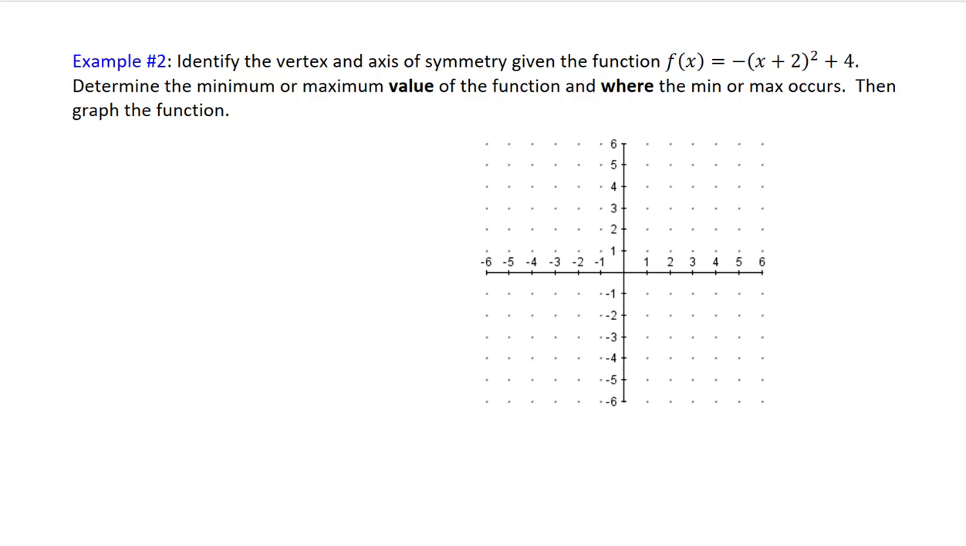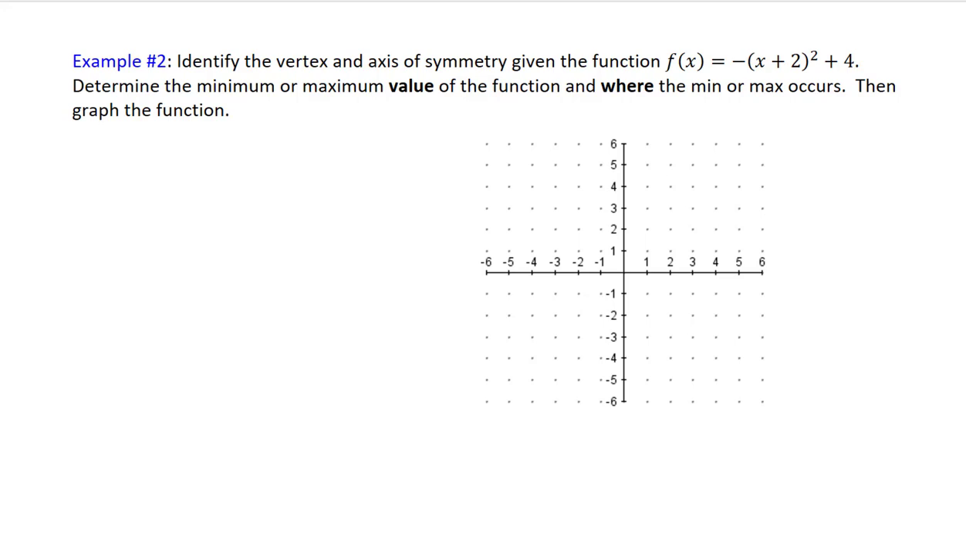Welcome to another video on quadratic functions. For this example, identify the vertex and the axis of symmetry given the function f of x, and then determine the minimum or maximum value of the function and where the min or max occurs, and then use the information to graph.